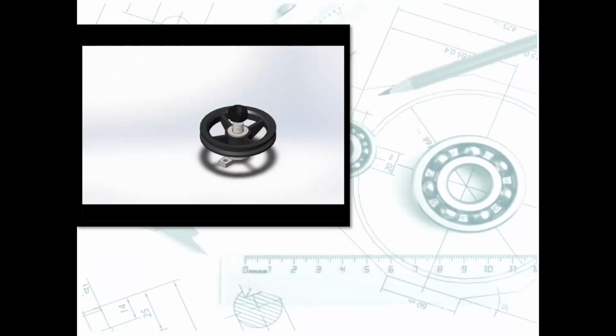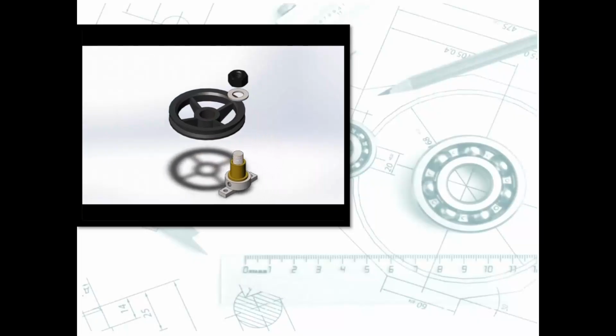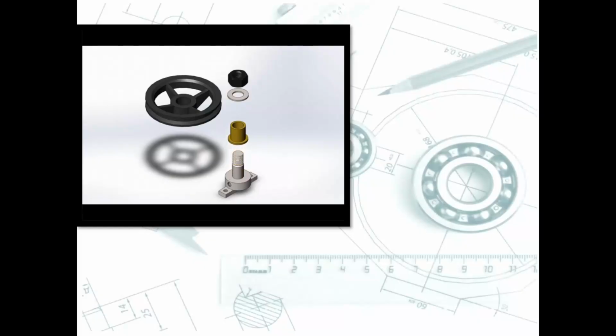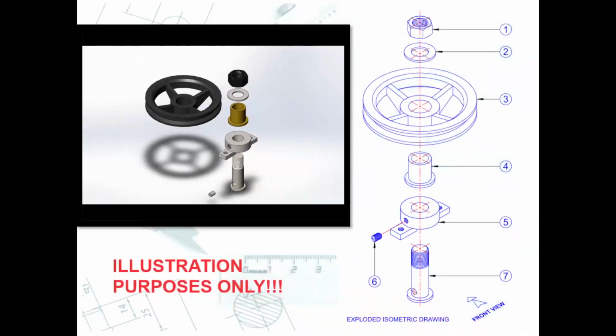When we click on the video to open it, it shows how all the different parts are assembled. It clearly outlines how each part is relative to all the other parts in the drawing. The video shows the same image as your exploded isometric drawing that is part of your given information. Take note that this is for illustration purposes only, to show how the parts will be assembled.